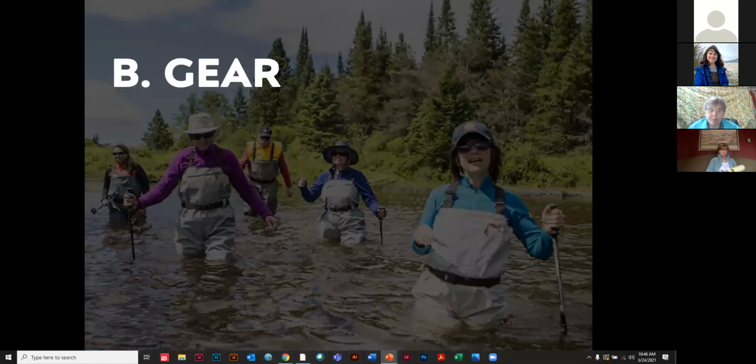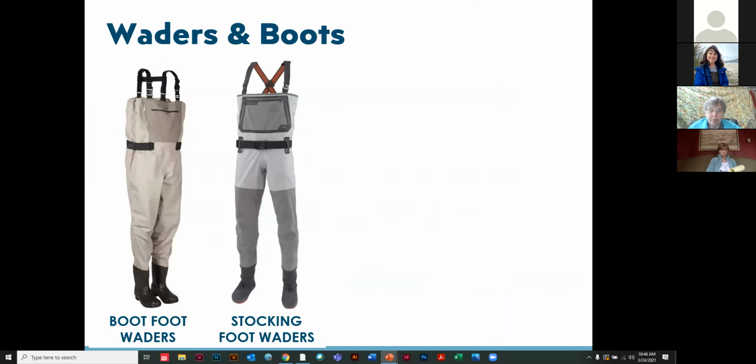And just some notes about gear, because I don't want to go over time. In terms of wader choices, you might have waders, you might be buying waders. There's two general directions you can go in. You have your boot foot waders, which are usually a bit more affordable, and they have your rubber rain boot connected to the bottom of the waders already, or you have your stocking foot waders.